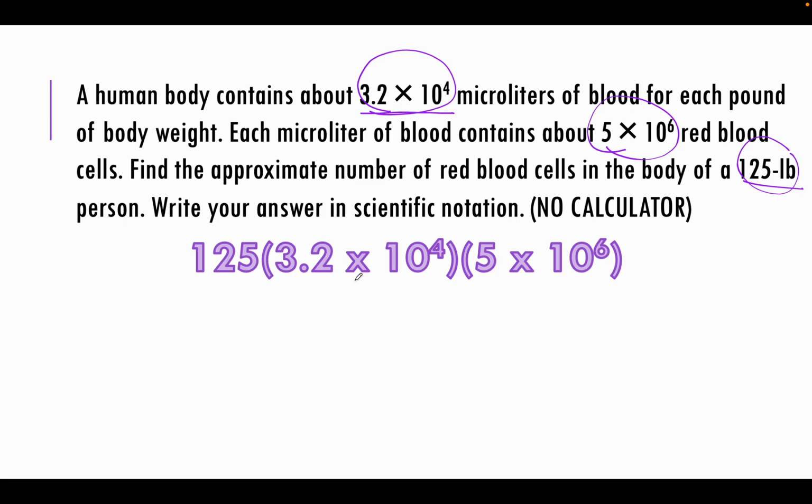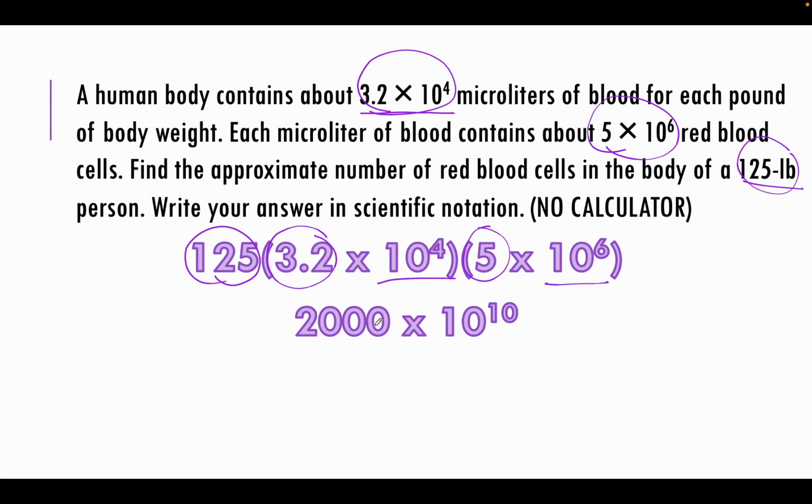So when we do multiplication with scientific notation, the actual numbers that we're going to multiply together are these numbers. So 125 times 3.2 times 5, which is 2,000. And then we have 10 to the fourth times 10 to the sixth. This is an entirely multiplication problem. So 10 to the fourth times 10 to the sixth would make 10 to the 10th. But this 2,000 times 10 to the 10th is not in scientific notation. So we need to take our decimal and scooch it back over 3 spaces, which would make our final answer 2 times 10 to the 13th red blood cells.